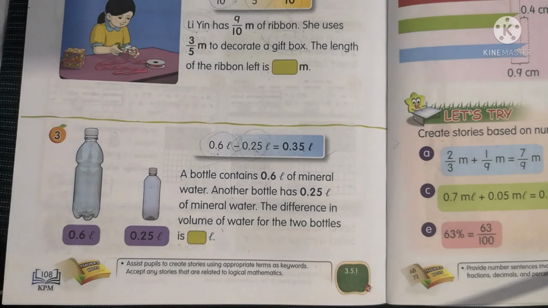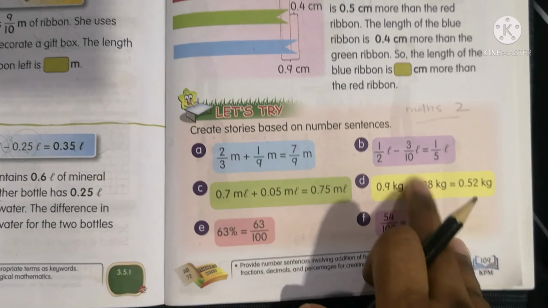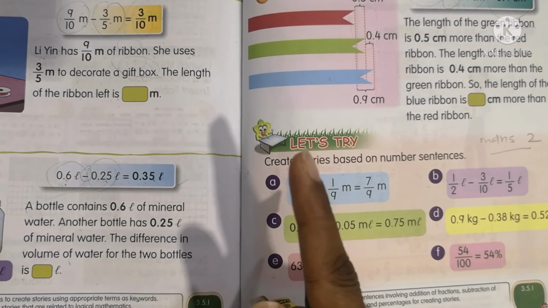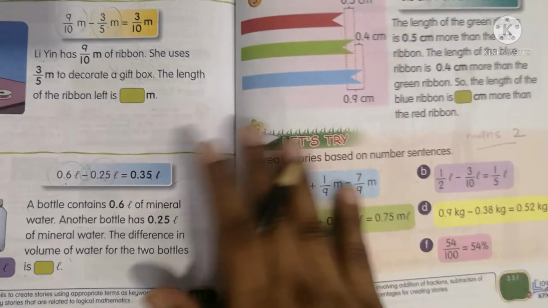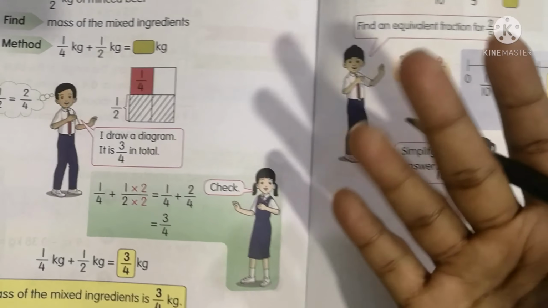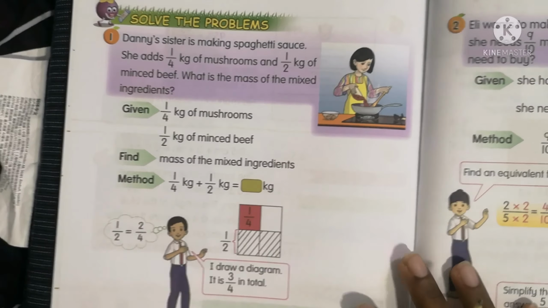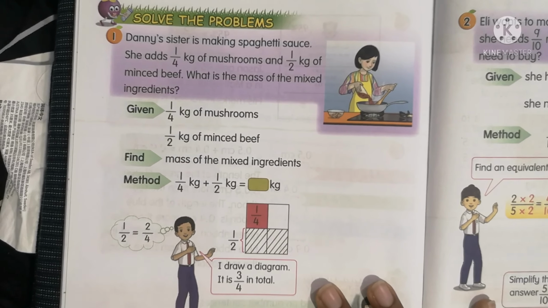When you are doing this one, please pause the video because I'm going to put these 2 topics in one video. So please pause the video. Once you are done, you press play, then we can continue with this one. Okay, girls, please pause the video and finish the work first.